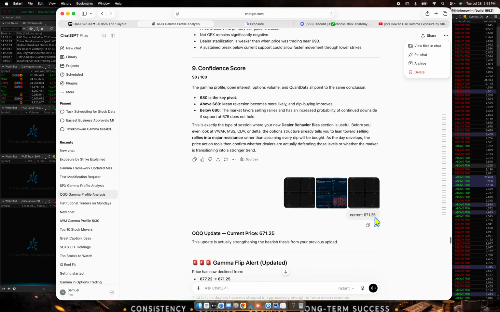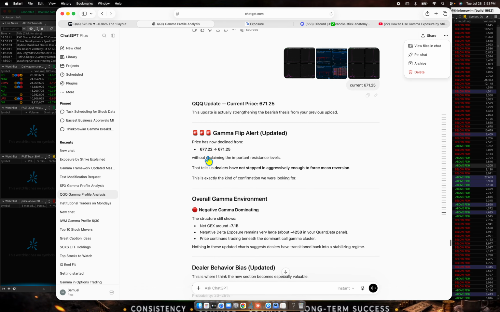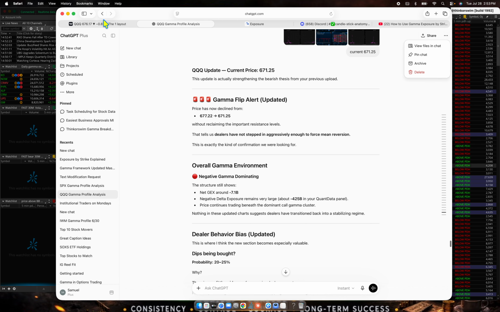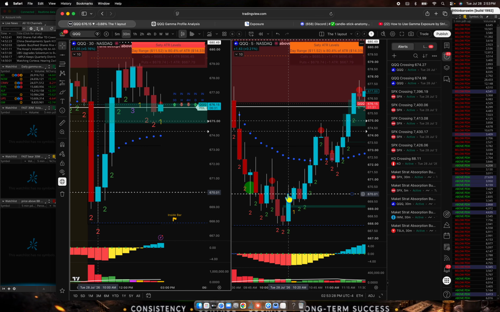Price is currently at 671.25. Okay, so when I put in that price was currently at 671.25, that was somewhere probably around about this area. So that was probably about 1040-ish, right?